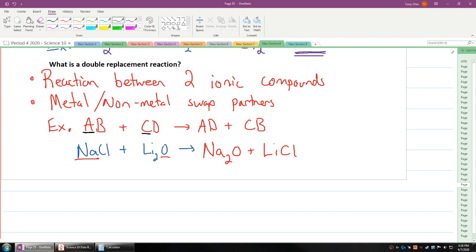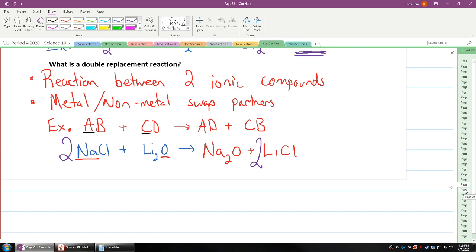Usually this reaction occurs, if you learn this in chemistry 12, to form some insoluble compound. Now if you were to balance out this reaction, if you look at the sodium, you're going to need 2 sodiums here, and thus what's attached to sodium here? Chlorine. You have 2 chlorines here, which means you have 2 chlorines here. And likewise, if you look at your lithium, you have 2 lithiums, and 1 oxygen, 1 oxygen. So this reaction is now balanced. So that's what we call a double replacement reaction.